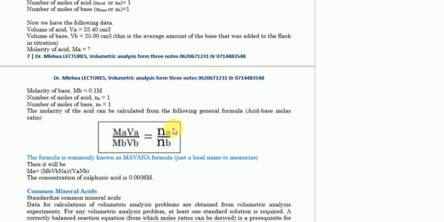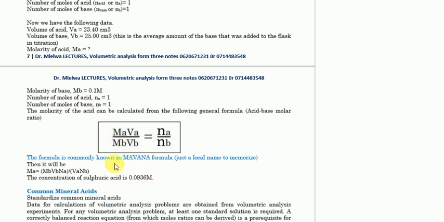Mavana starts with molarity of acid, volume of acid, on the right number of moles of acid, and then below, molarity of base, volume of base, number of moles of base. So this is called the acid base molar ratio, and sometimes we call it the Mavana formula. So Mavana formula is the local name.